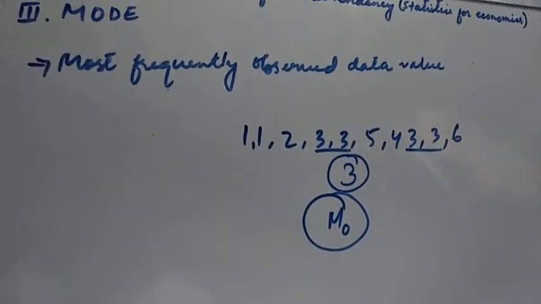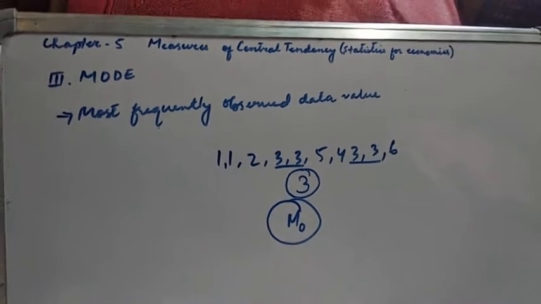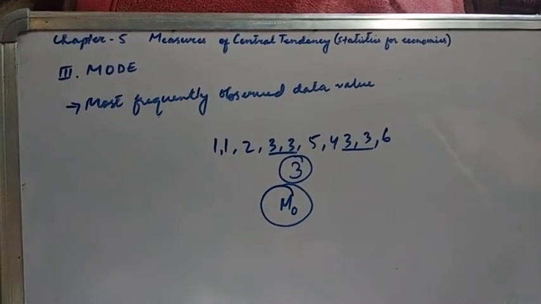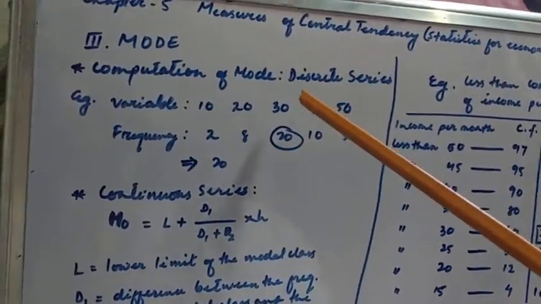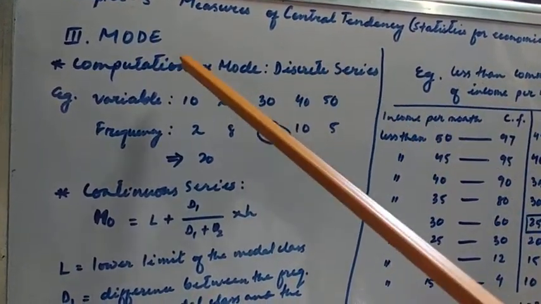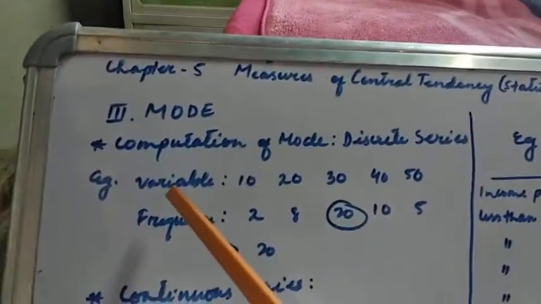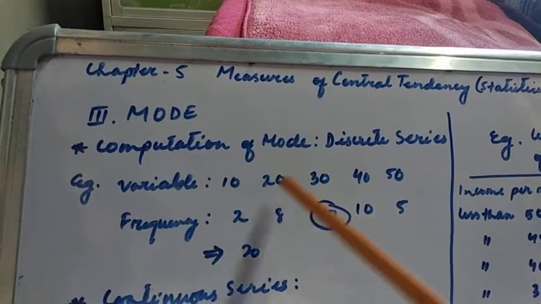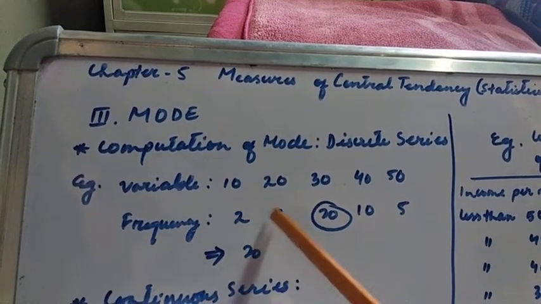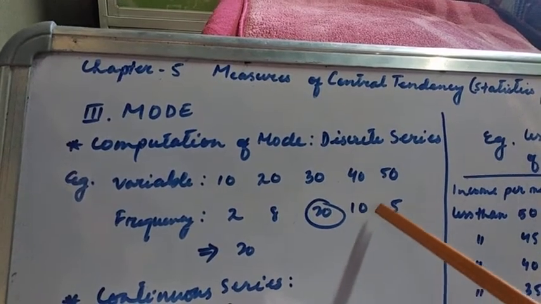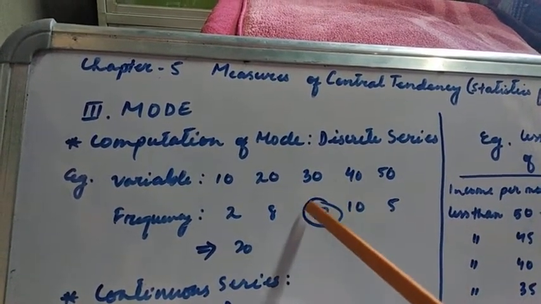So let us straightforwardly go with the computation of mode for discrete series with the help of a numerical example. First up, we will discuss the discrete series. Computation of mode for discrete series. The example is given here. Variable 10, 20, 30, 40, 50 is given here, and the frequency is given here: 2, 8, 20, 10, 5.